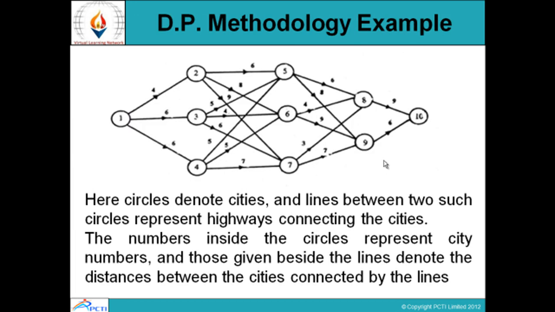methodology. DP methodology example: here circles denote cities and lines between two such circles represent highways, like this one, connecting the cities. The numbers inside the circles represent city numbers and those given beside the lines denote the distances between the cities connected by the lines.